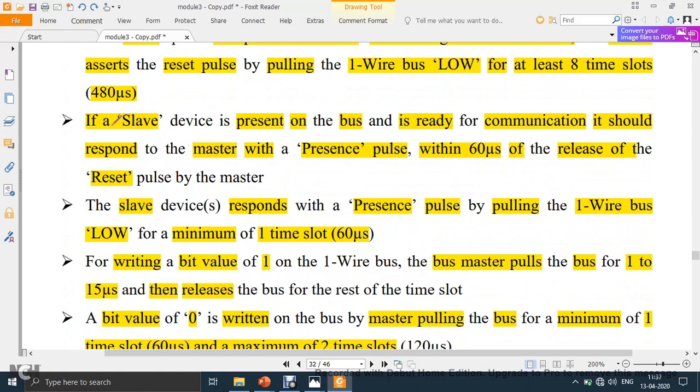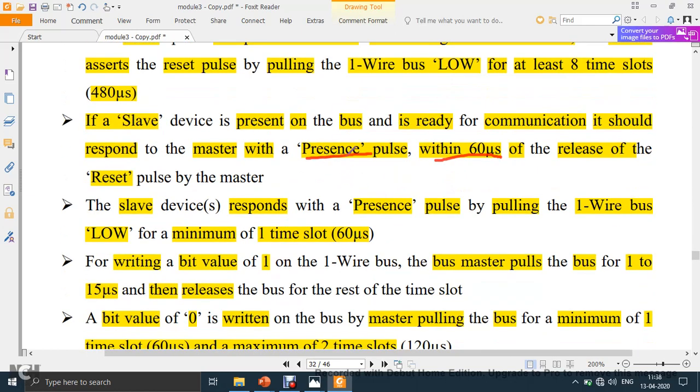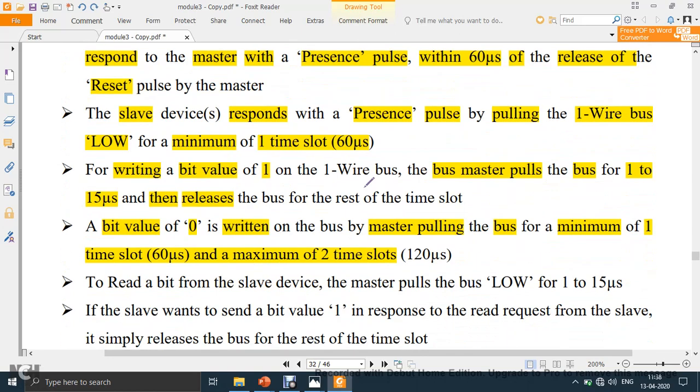Next, if a slave device present on the bus is ready for communication, it will respond with the presence pulse, as I told, within 60 microseconds of the reset pulse. So how will it respond? Again, it will pull the DQ line low for how many time slots? For at least one time slot. So for at least 60 microseconds, it will pull the DQ line low. That is how the presence pulse is given.